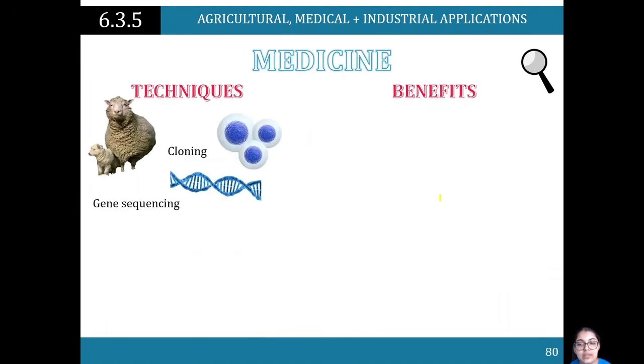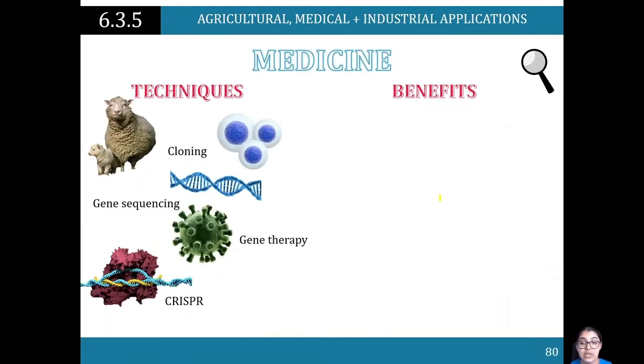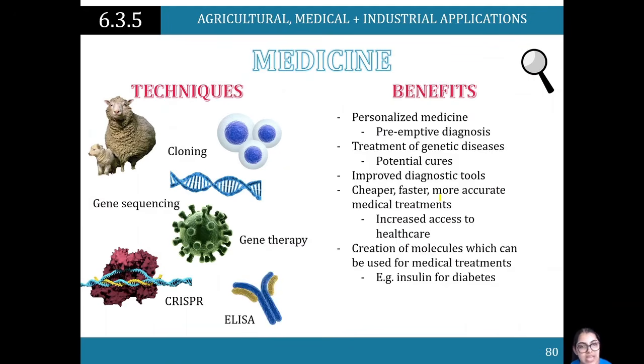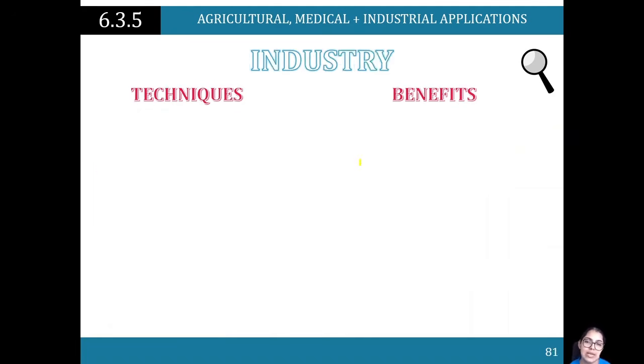In terms of medicine, there can be cloning, gene sequencing, gene therapy, CRISPR that we've looked through, and ELISA. Benefits are we can have personalized medicines, preemptive diagnosis, treatment of genetic diseases, potential cures using CRISPR-Cas9 and gene sequencing, improved diagnostic tools, cheaper, faster treatments, and creation of molecules which can be used for medical treatments like insulin for diabetes.